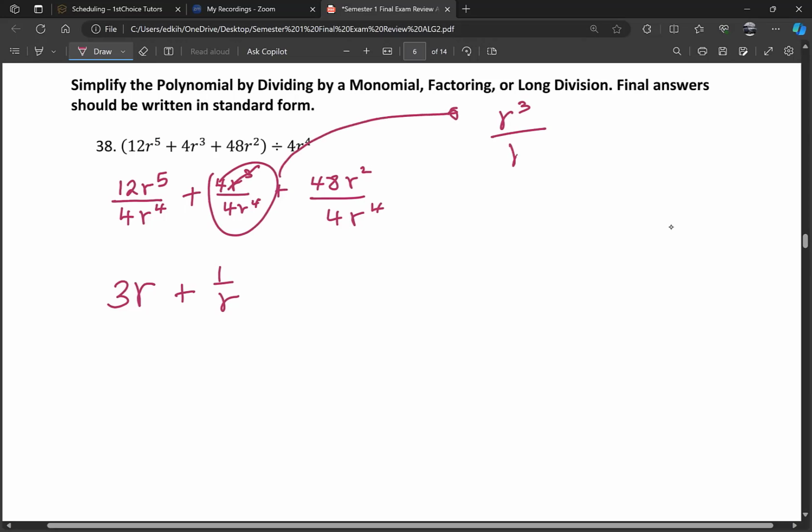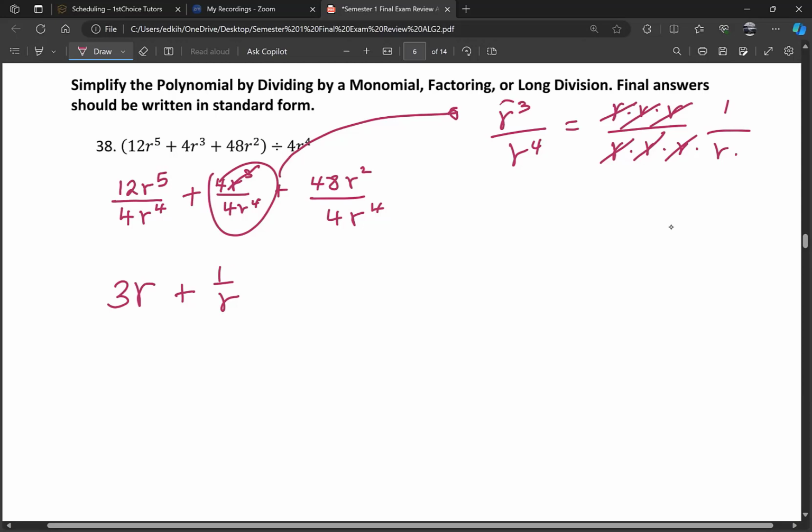r to the 3rd over r to the 4th, right? This is a different way of thinking about this. r times r times r is what the top is saying. The bottom, we have 4 of them. So what I'm trying to share with you guys is you can actually logically see that you have a 1 up here and an r on the bottom. That's why we have this.